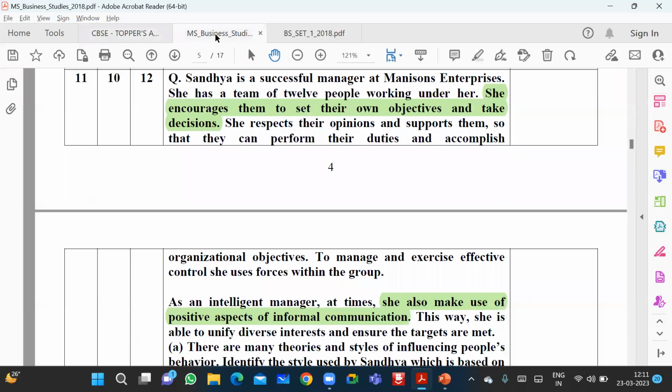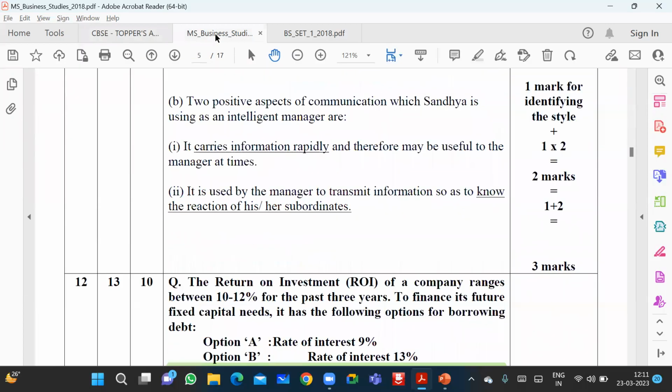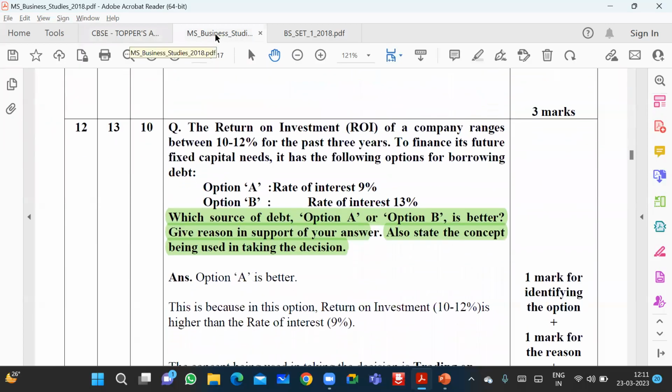Now next, question number 12. This question is from financial management. Here you can see what the question is, and it's a very small question. The return on investment of a company ranges between 10 to 12% over the past 3 years. To finance its future fixed capital need, it has the following options for borrowing debt. So ROI is between 10 to 12%, and the company wants to raise funds from the debt component.